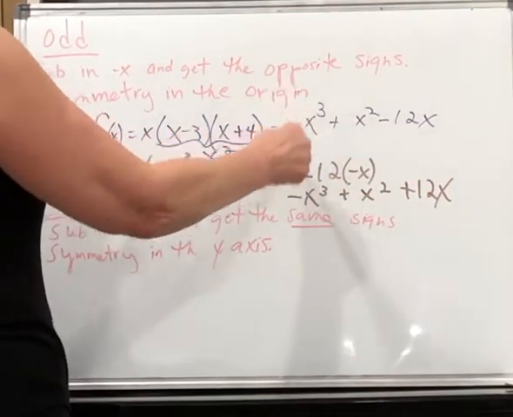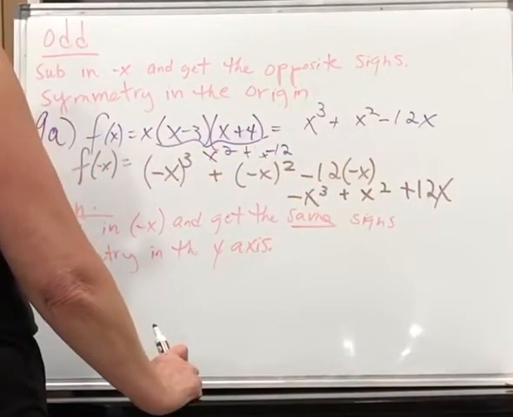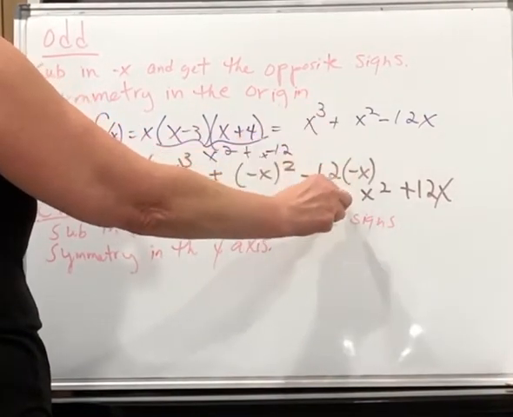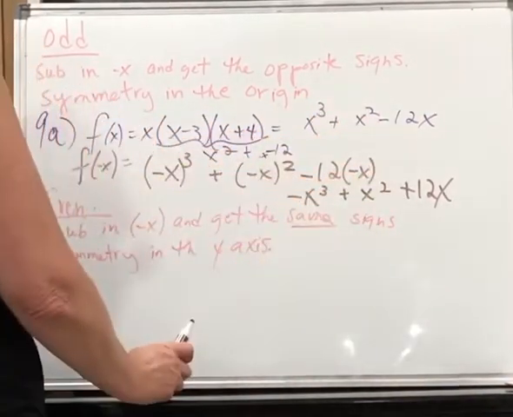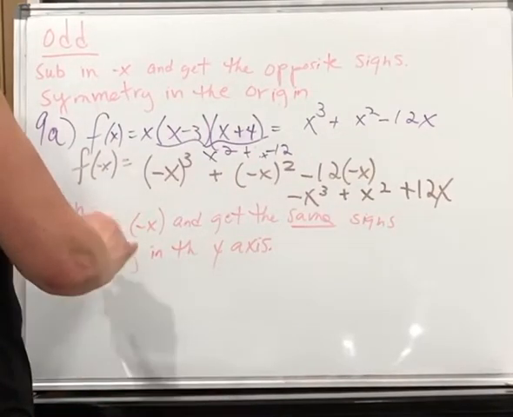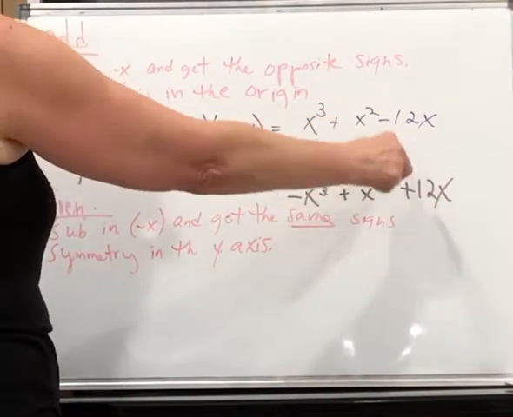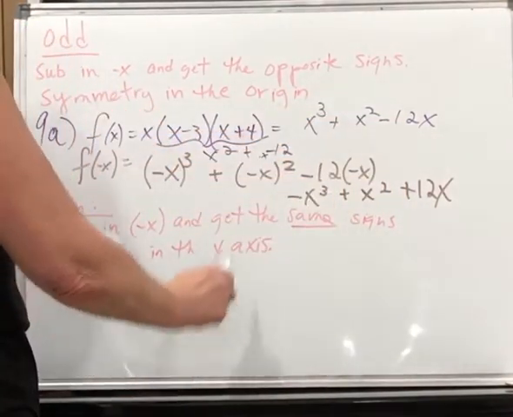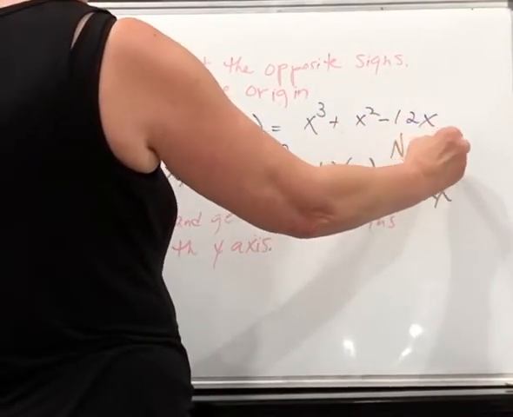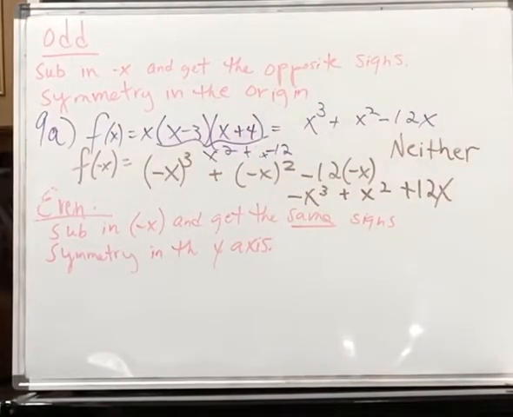If these signs are exactly the opposite, I have an odd function. This is an opposite sign. This is a same sign. This is an opposite sign. I have a mixture, so therefore this is not an odd function. If it were an even function, then they should all stay the same sign, which did not happen either. So in this case, 9a, this function is neither odd nor even. And that's what you use the test for.